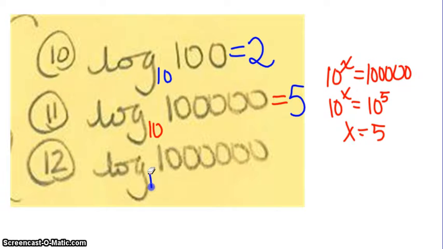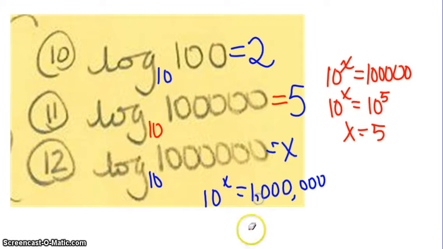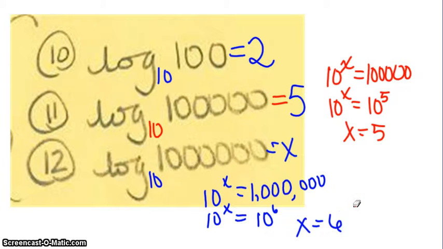This one, again, there isn't a base, but there really is. It's 10, it's just not written. I'm going to set that equal to x, and I have 10 to the x equals 1 million. I'm going to go for a common base again. 10 to the x is equal to 10 to the 6th power, which means x is equal to 6. So log base 10 of 1 million is equal to 6.